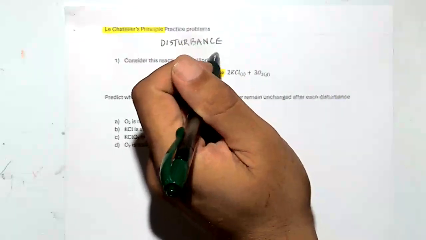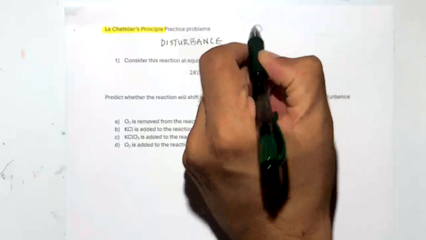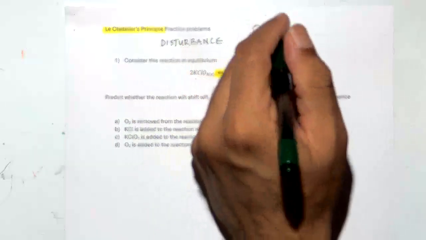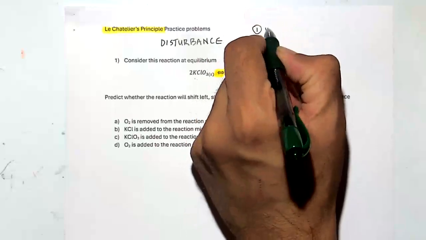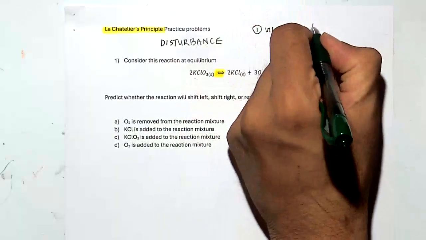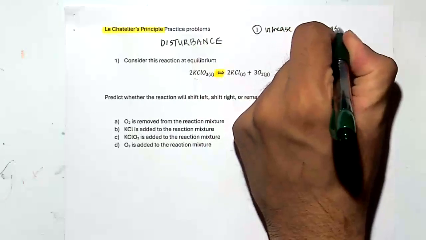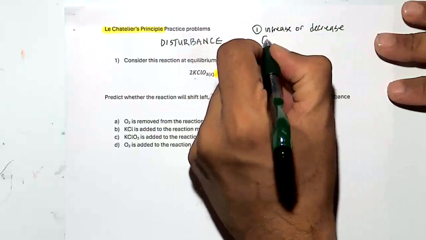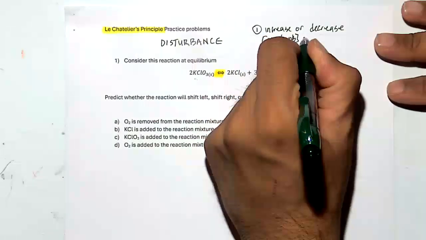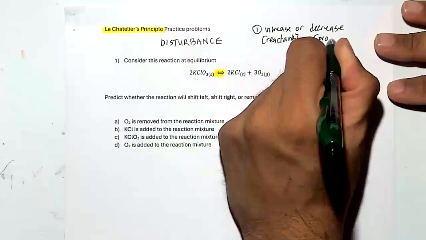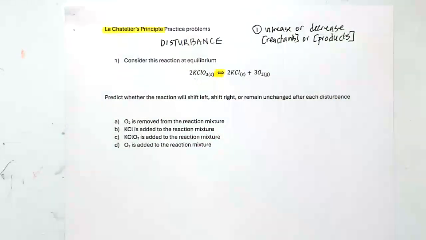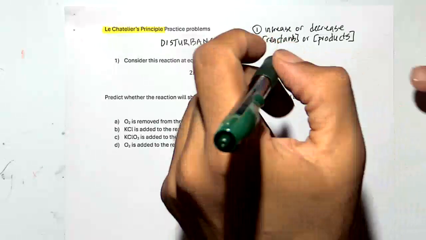How do we disturb this equilibrium? There's three ways. One, you can increase or decrease the concentration of reactants or products. Increase or decrease the reactants or products, their concentrations. Okay, the concentration of the reactants or the concentration of products.